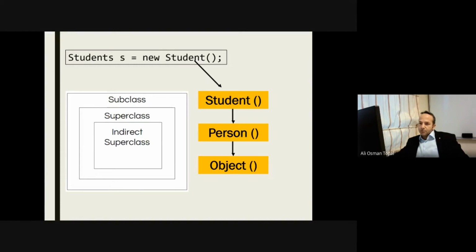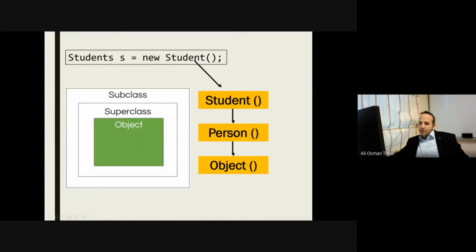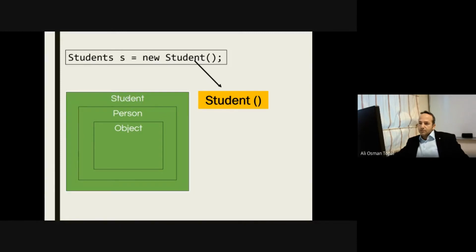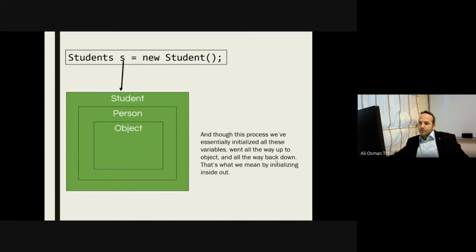Superclass, indirect superclass, subclass. So this is the object, the superclass. This is the person we are inheriting, and this is the student. It goes from inside to outside. This process we have essentially initialized. All these variables went all the way up to object and all the way back down. That is what we mean by initializing inside out. First, we are going to check object, then person, then student. When you create this object, the constructor is going to check person, and person checks object.